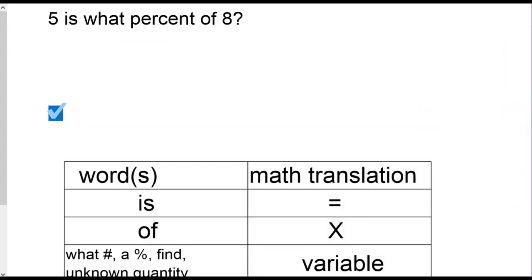So the next problem we are going to look at is: 5 is what percent of 8. So the problem says 5 is what percent of 8. Go ahead and pause your recording right now if you'd like to try this on your own.